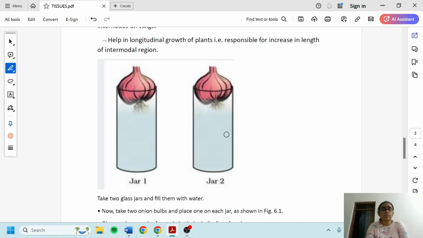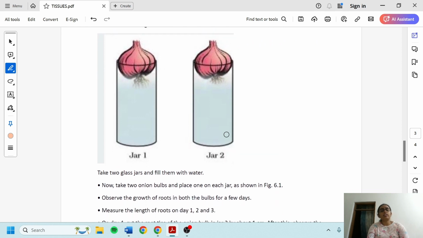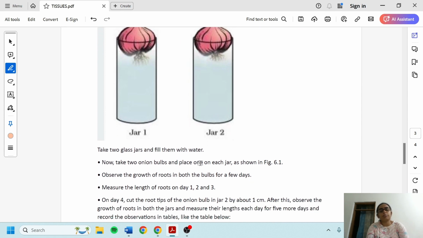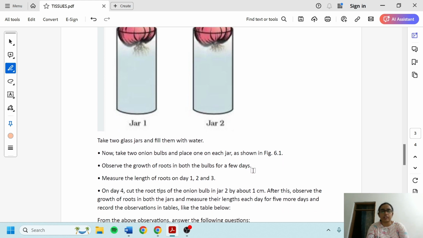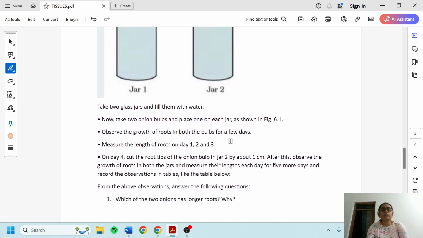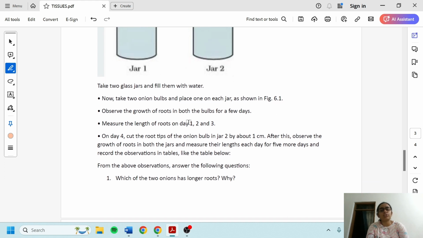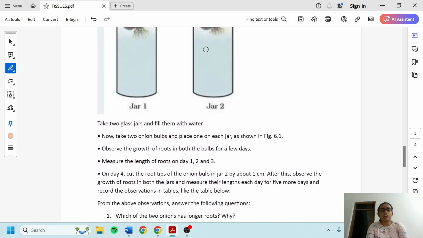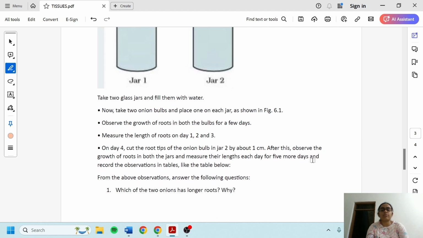Now, there is a question in NCERT: take two glass jars and fill them with water. Now take two onion bulbs and place one on each jar as shown in the figure. Observe the growth of the root in both the bulbs for a few days. Measure the length of the root on day 1, 2 and 3. On day 4, cut the root tip of the onion bulb in one jar to about 1 centimeter. After this, observe the growth of the root in both the jars and measure their length each day for 5 more days and record the observations in a table.